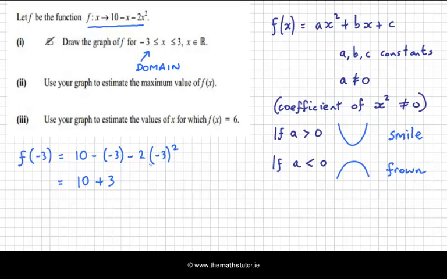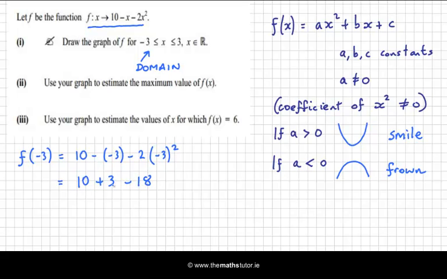Now, here's the mistake a lot of students make. They multiply minus 2 by minus 3 first to get 6, and then they square it. That's wrong. The only thing that's being squared here is the minus 3. So you do that first, and when you square minus 3, you get plus 9. We then multiply that by minus 2, and we get minus 18.